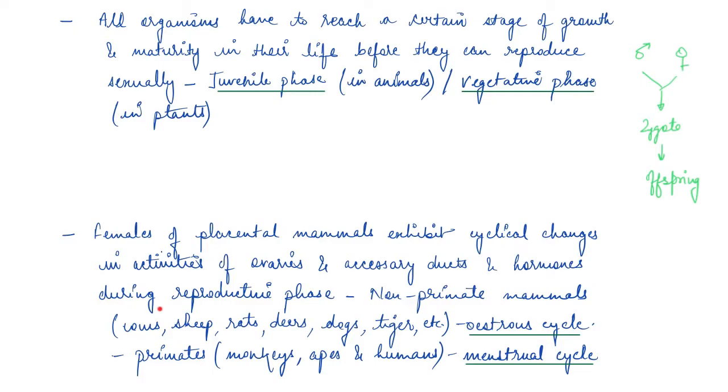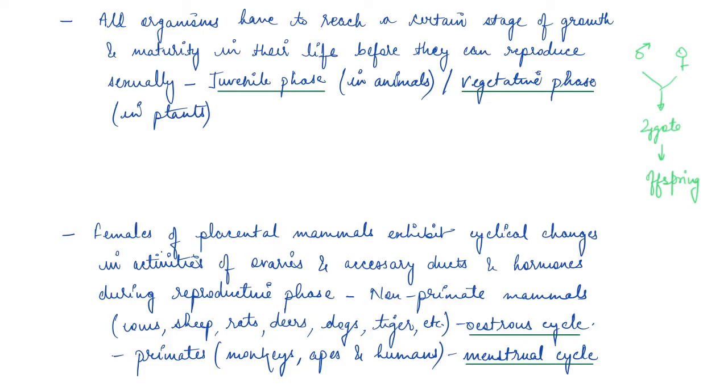Okay, so during the reproductive phase, there are some non-primate mammals like cows, sheep, rats, deer, dogs, tiger, which have an oestrus cycle, and then primates like monkeys, apes, and humans, the changes that they have are known as the menstrual cycle. Okay, so we'll study all these cycles in detail in later chapters.